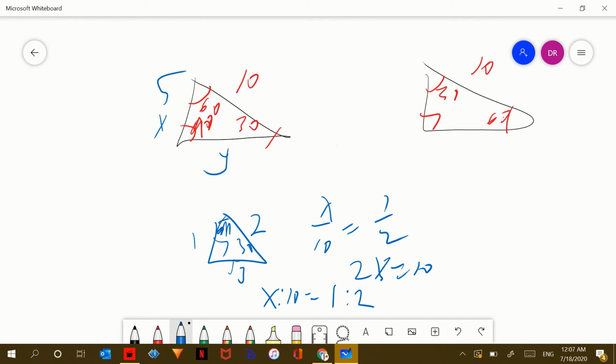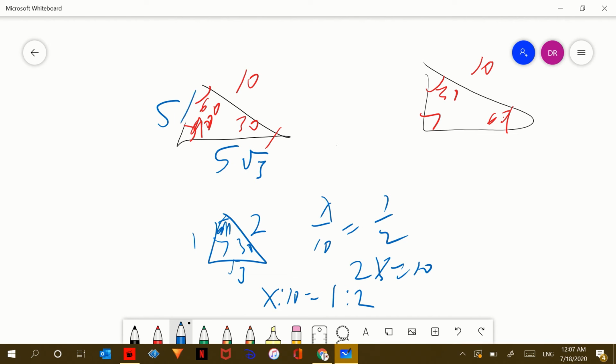So straight away, you can just do one thing. You can see that for every 1 of x, there's a square root of 3. So you can just multiply x by square root of 3 to get y, which is 5 times the square root of 3.